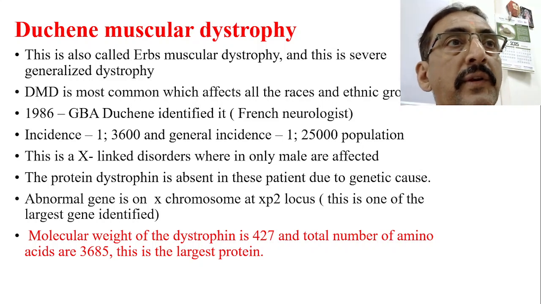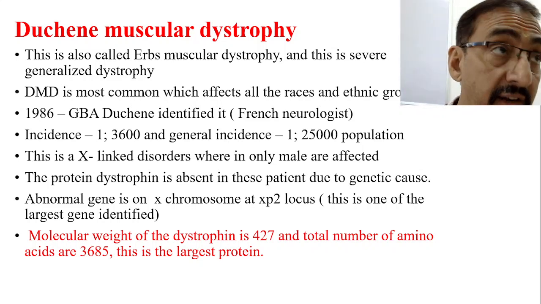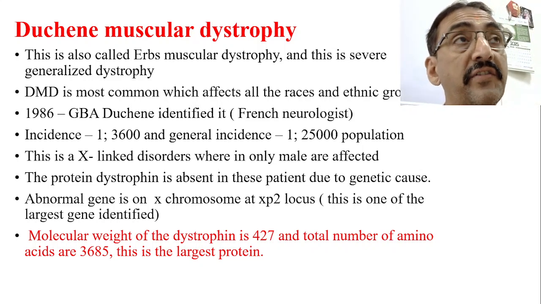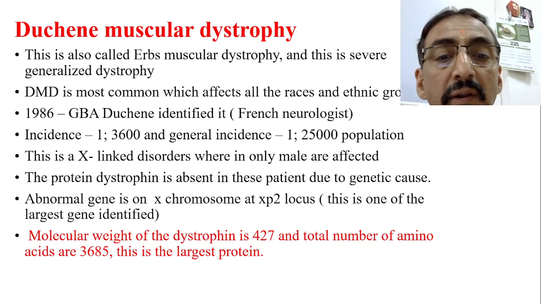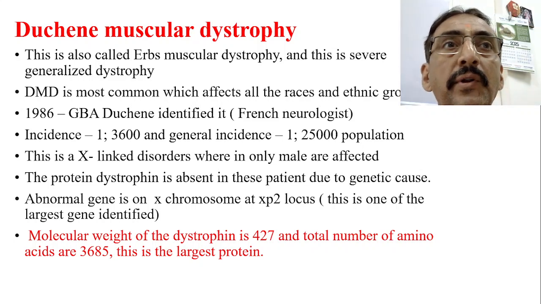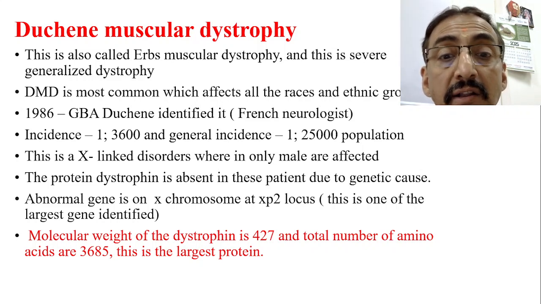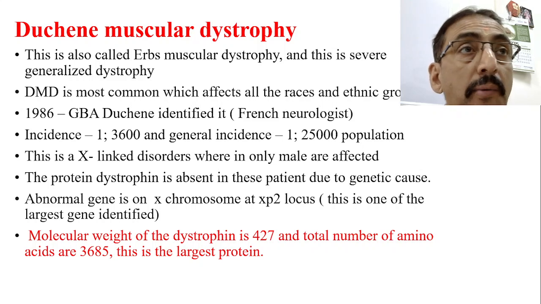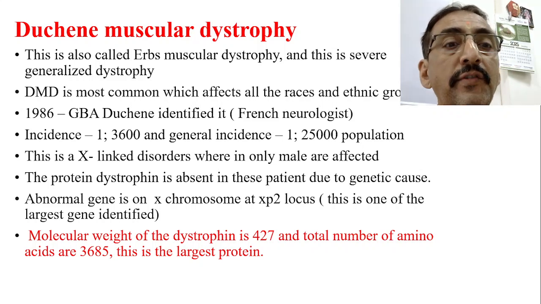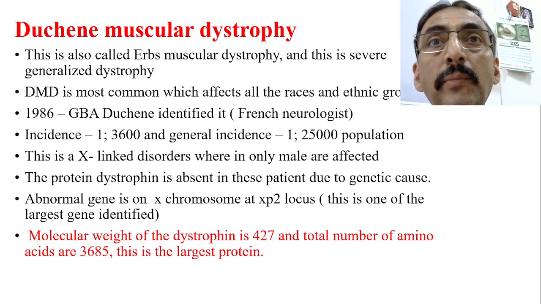The molecular weight of the dystrophin protein is about 427 kilodaltons, and the total number of amino acids present in this particular protein is 3685. Now you can imagine the size of this protein and the importance of this protein. This is one of the largest proteins, a very important protein which is required in the muscle, rendering a very important function. So definitely it's a very important protein, and unfortunately this particular protein is not produced properly because of the abnormal gene.